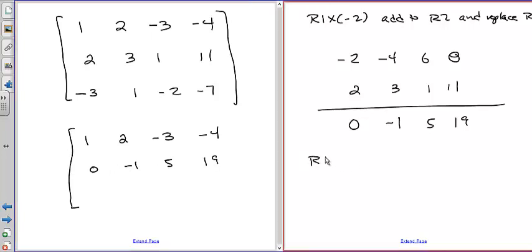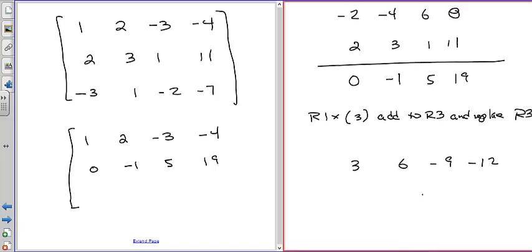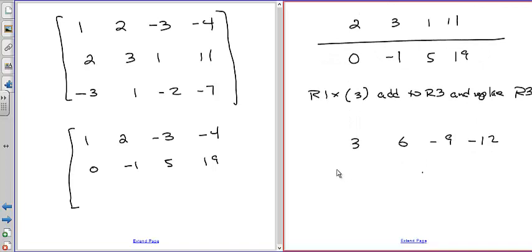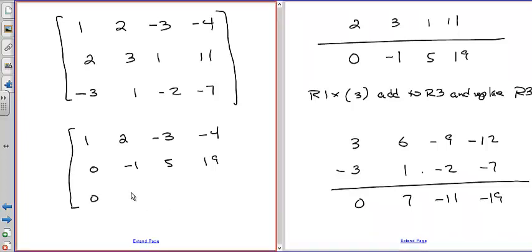Now I'm going to take row 1 multiplied by positive 3, so that when I multiply it by positive 3 and add it to row 3, I'm going to get a 0 here. So I'm going to add that to row 3 and replace row 3. Okay, so row 1 times 3. So I'm going to get 3, 6, negative 9, negative 12. Okay, I'm going to add that to row 3. So you get 0, 7, negative 11, negative 19. So that's my new row 3.